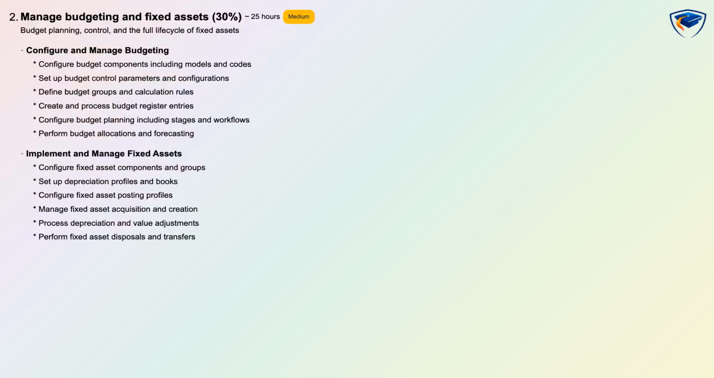You will learn budget planning features including stages, workflows, allocations and forecasting so you can support operational and strategic planning. For fixed assets you will configure asset components and groups, set up depreciation profiles and books, configure posting profiles, manage acquisition and creation, process depreciation and value adjustments, and handle disposals and transfers across legal entities.